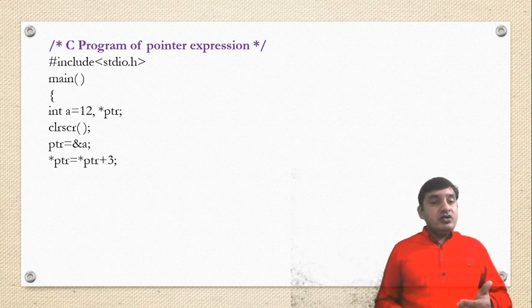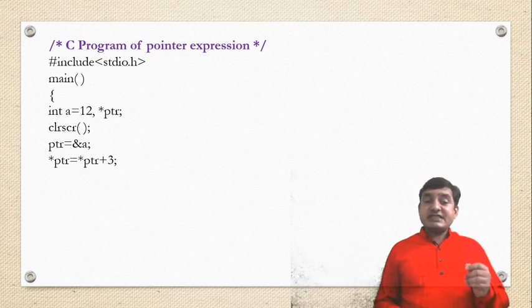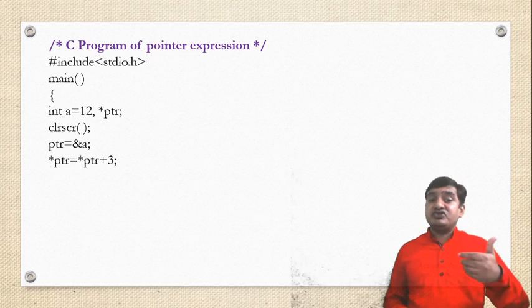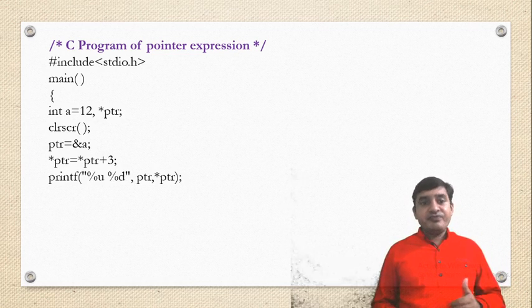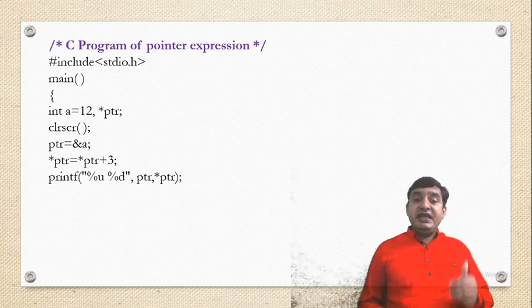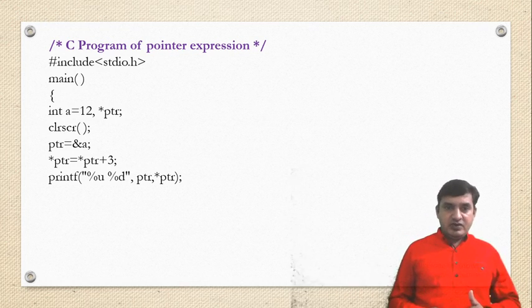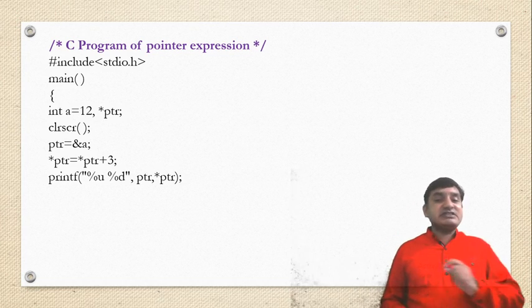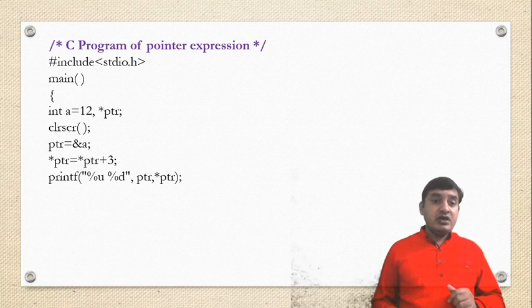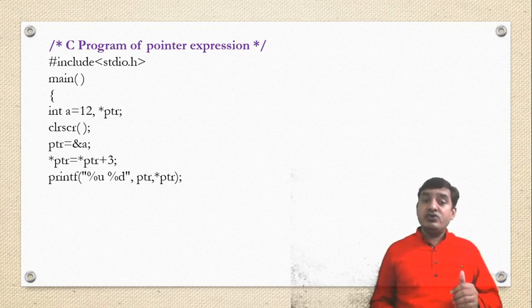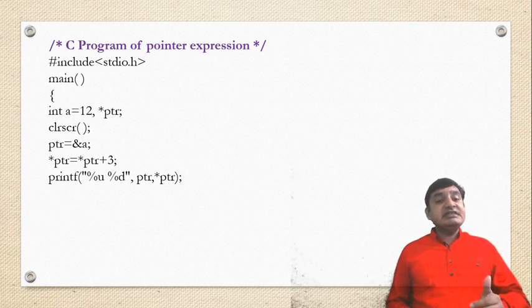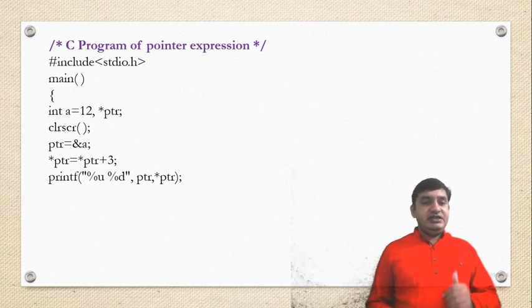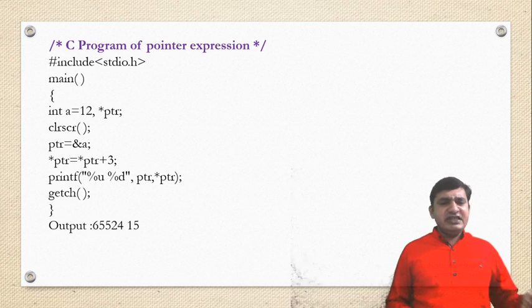Now the asterisk pointer indicates that it is the pointer, and it is incremented by 3. Now we have to print or display. For that we use %u, %d, pointer, and asterisk of pointer. Here we use %u because the pointer is an unsigned integer. Then getch, very simple.